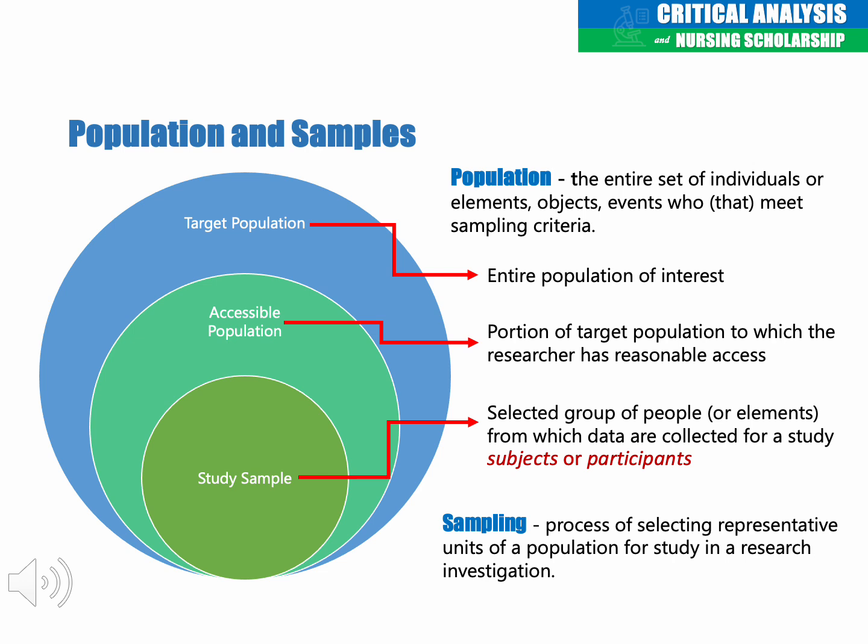So basically, when we talk about sampling, our goal here is to get a representative sample, meaning the people we study should reflect the larger group. If my sample is only made up of third-year students, can I say their stress levels represent all nursing students? Probably not. That's why sampling must be done carefully.